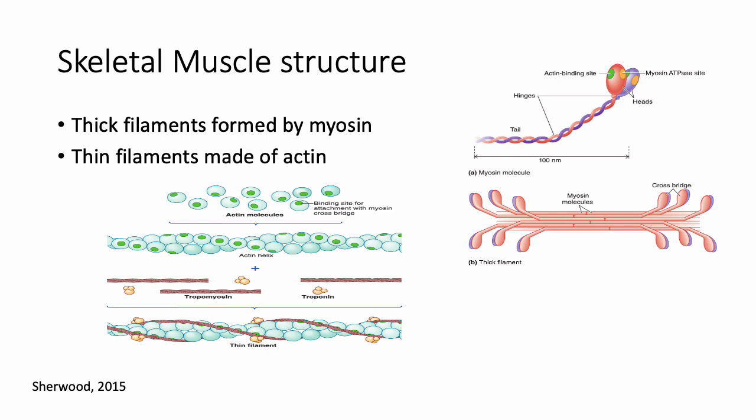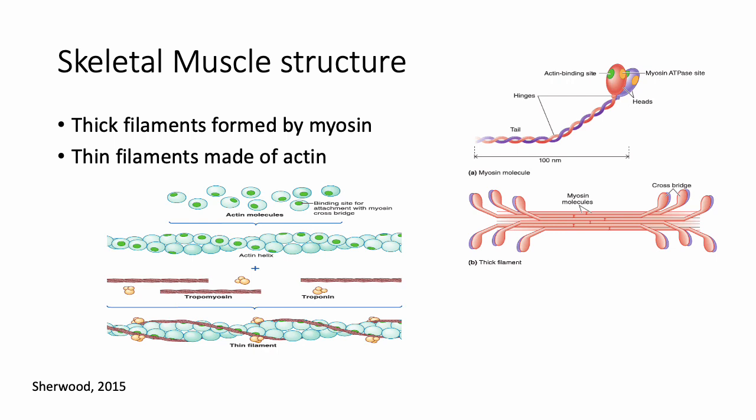These outward pointing heads form cross bridges between thick and thin filaments. At these cross bridges, you can find both an actin binding site and a myosin ATPase (ATP splitting) site that are both crucial for the contractile process of muscles.